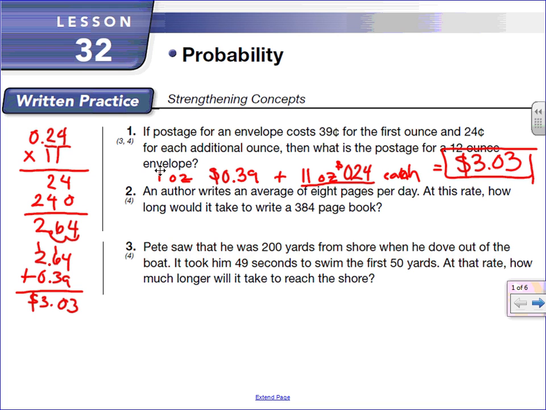An author writes an average of 8 pages per day. At this rate, how long would it take to write a 384-page book? So we have 1 day per 8 pages. And then we're going to multiply 384 on top over 1. So I have 384 pages. The pages cancel, and what this shows is that I'm going to take 384 and divide it by 8.